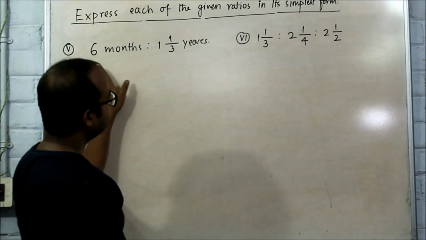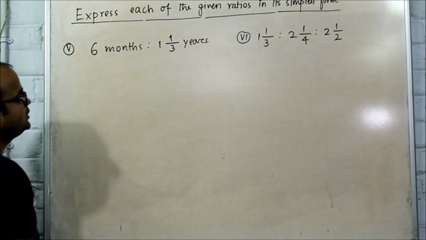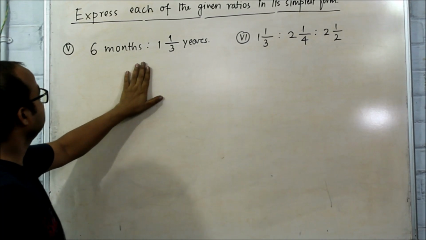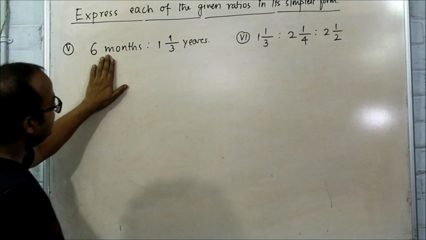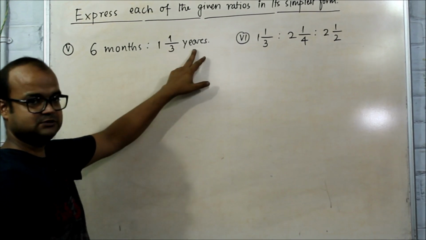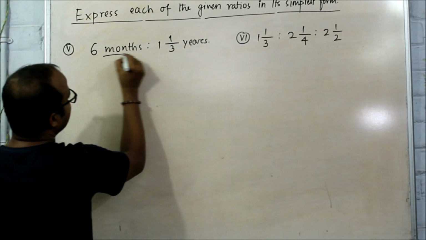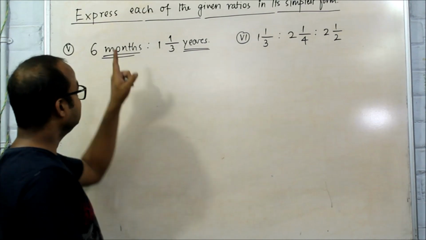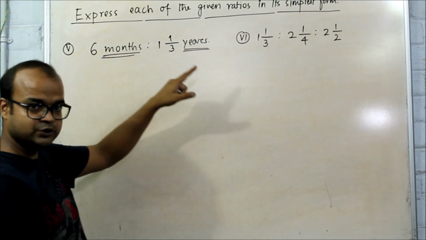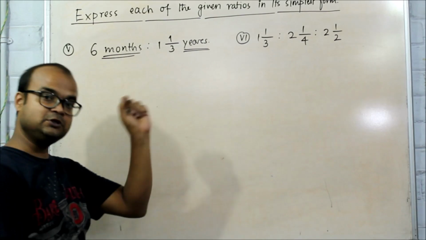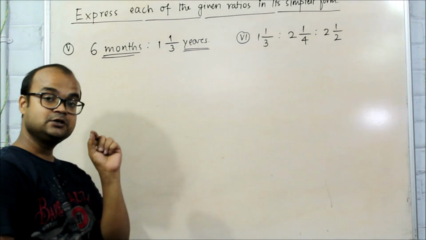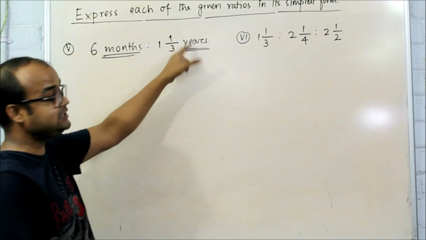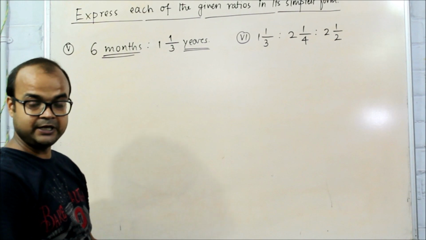Now let us discuss another sum. Same, we need to express this ratio in simplest form. 6 months is to 1 by 3 years. So again the units are different. One is month, another one is year. So either convert this month into year. If you convert month into year, you need to divide 6 by 12, or if you need to convert years into month, you need to multiply it by 12.